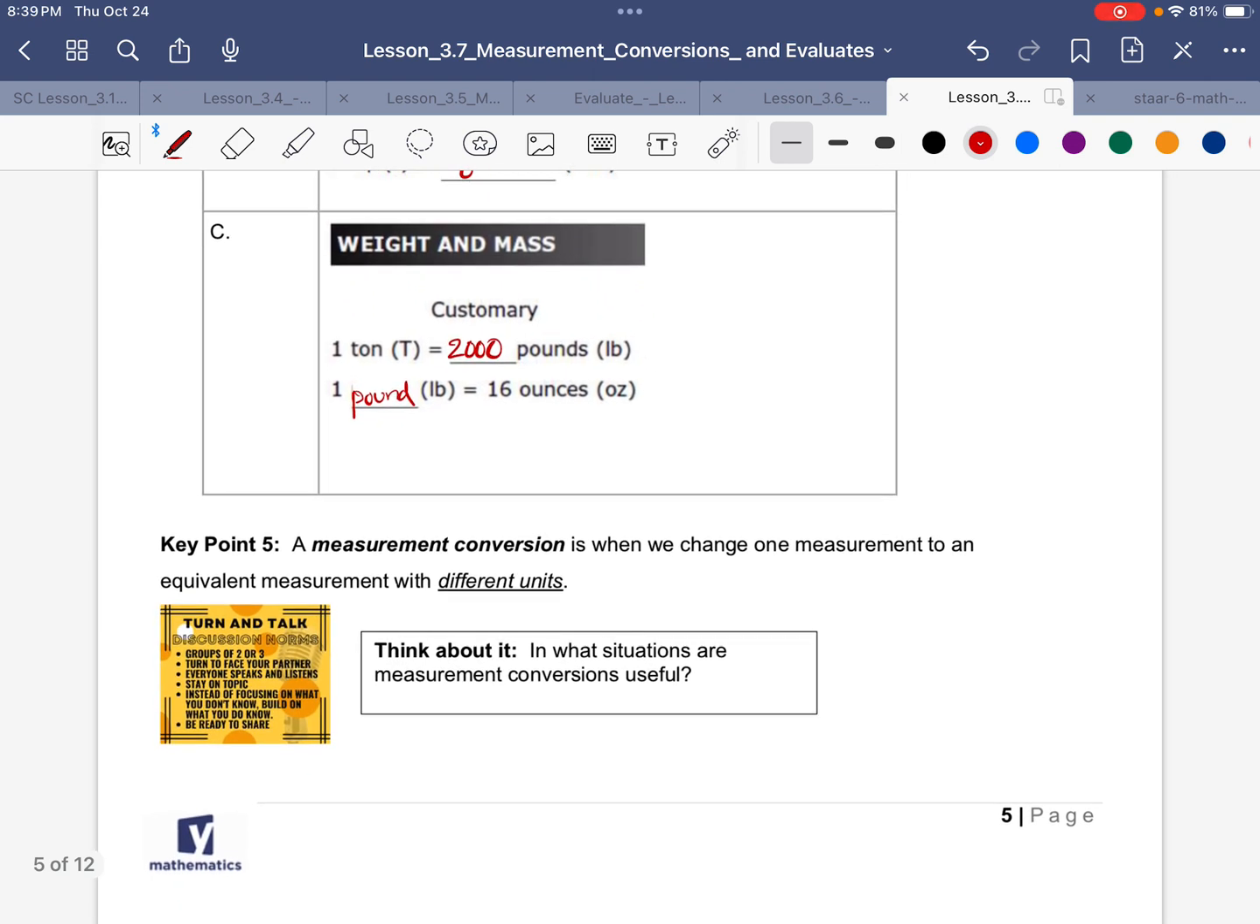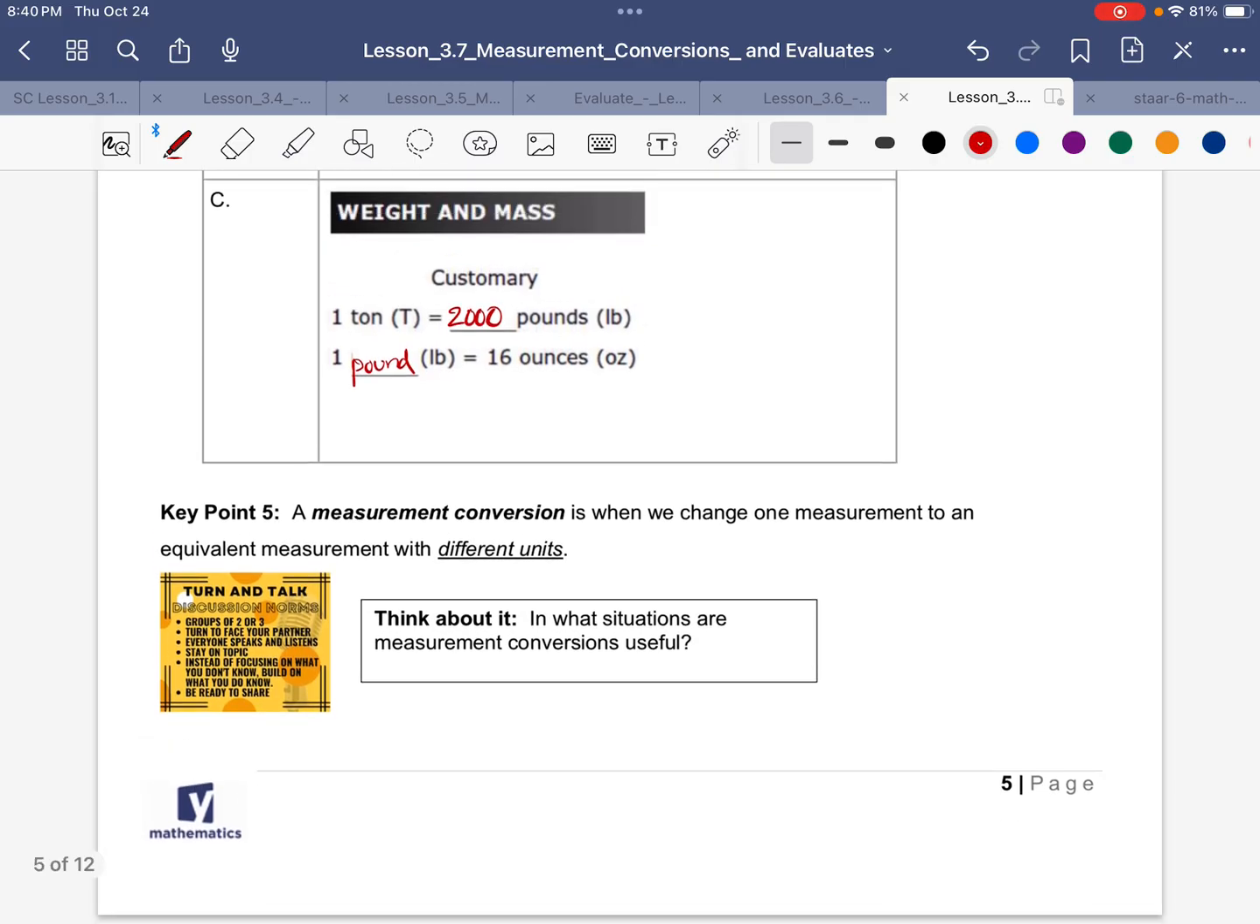So here, measurement conversion is when we change one measurement to an equivalent measurement with different units. This can be helpful in many ways, especially when you want to know how much something is in ounces versus gallons. Same thing with inches. You may say something is 60 inches, but 60 inches is also equal to 5 feet. So those are some situations where it's convenient to know the conversion.